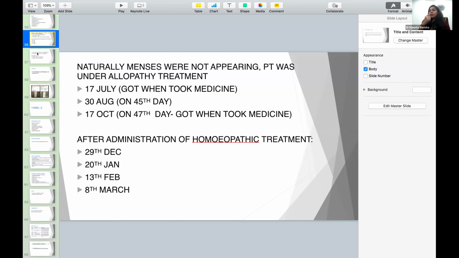Naturally, menses did not appear. The patient was under allopathic treatment. On 17th July she took medicine. On the 13th August, on the 45th day. On the 17th October, on the 47th day, took medicine. After administration of homeopathic treatment, she got periods on 29th December, 20th January, 13th February, and 8th March. Next one.